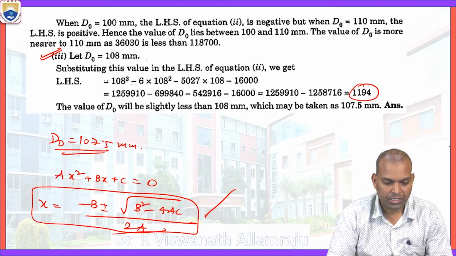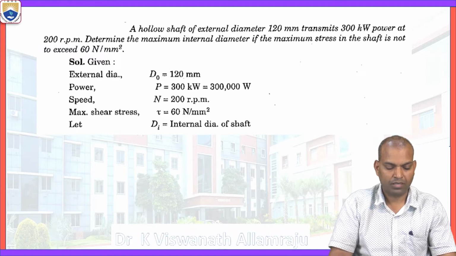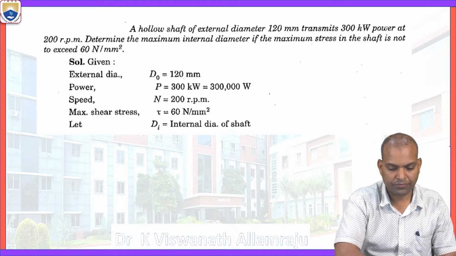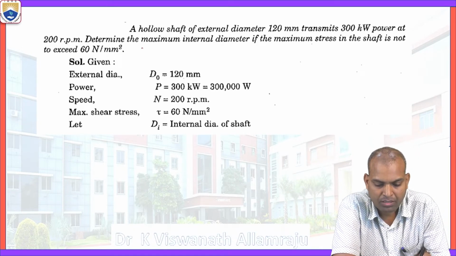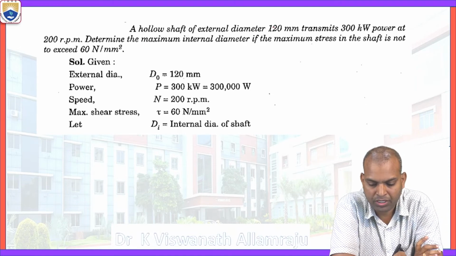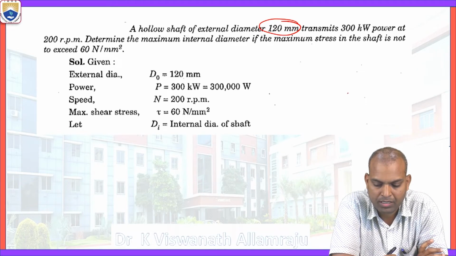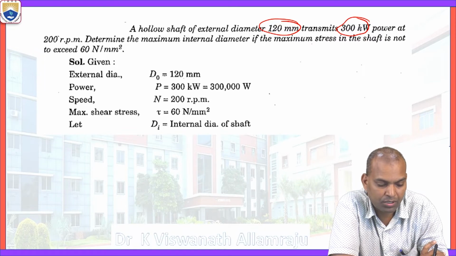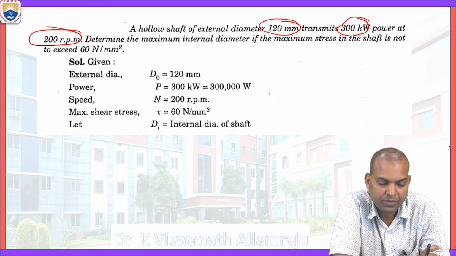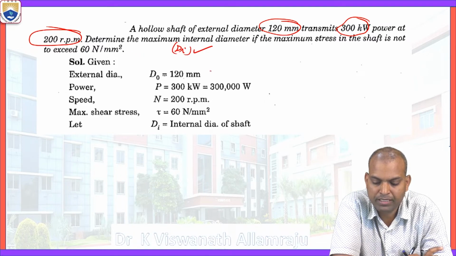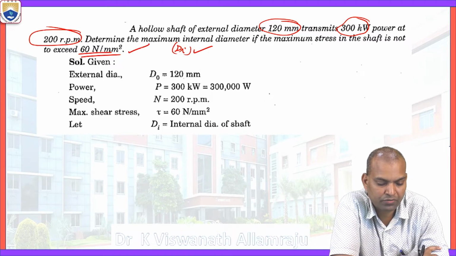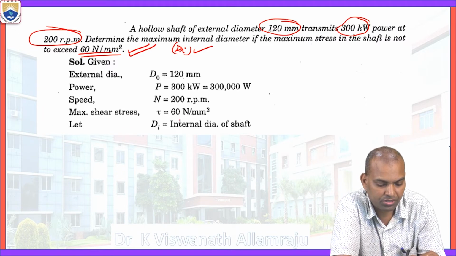So this is the next problem. We go for it. The next problem here is a hollow circular shaft. A hollow shaft of external diameter 120 millimeters transmits how much power? 300 kilowatts power at 200 rpm, 200 revolutions per minute. Determine the maximum internal diameter if the maximum shear stress in the shaft is not to exceed 60 Newton per square millimeter. That is the shear stress.